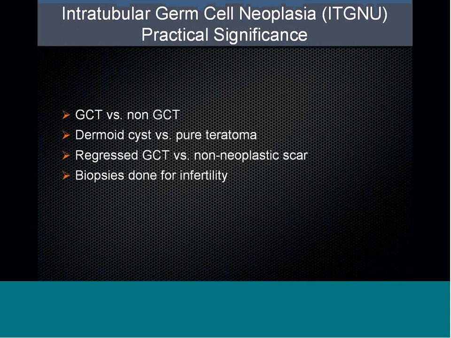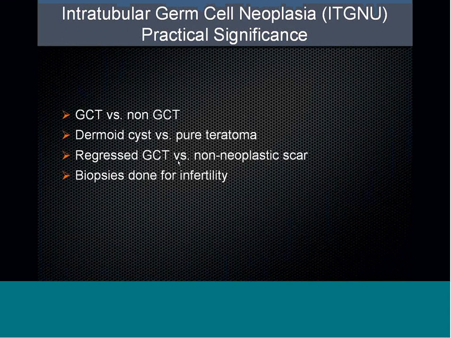Again, since it's associated with malignant counterparts of germ cell tumors, when your differential diagnosis is, am I dealing with a benign or a malignant germ cell tumor? Dermoid cyst is an example of that. Is this a dermoid cyst or a pure teratoma? Go look at the periphery of the tumor to assess the presence of intratubular germ cell neoplasia.